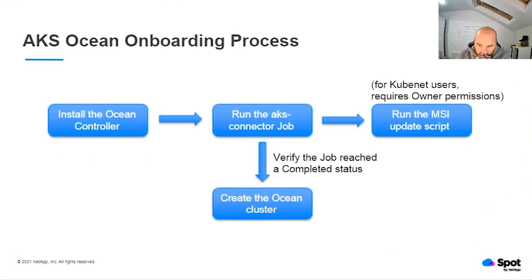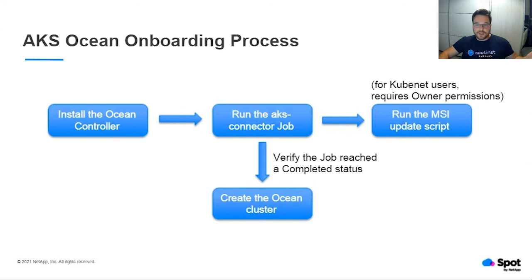So before moving on to demonstrating how Ocean looks like in a production environment, just a little bit about the AKS Ocean onboarding process. So Paul showed that as code, but just a little bit explanation behind the scenes. The first thing we need to do is we need to install the controller. There's another part that only happens for AKS, which is running the AKS connector job. Technically, what happens behind the scene is we're fetching some of the configurations of the nodes from the cluster itself. And only after doing that, we'll be able to actually create the Ocean cluster.